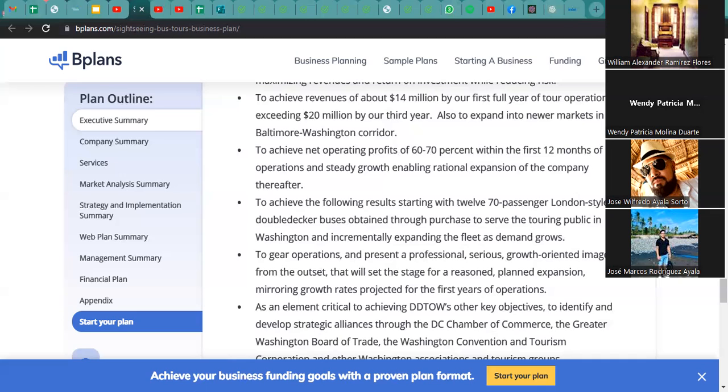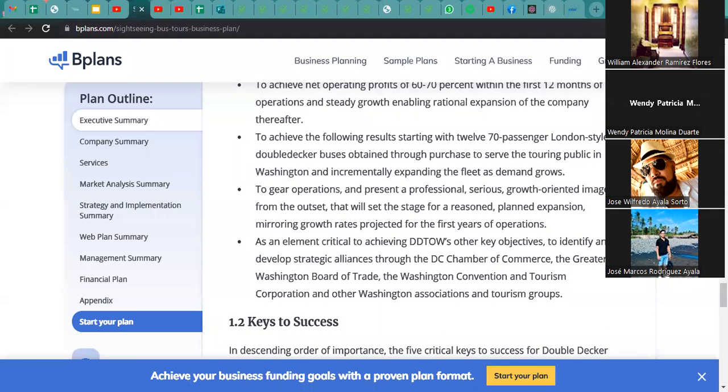To achieve net operating profits of 50-70% within the first 12 months of tour operation and steady growth, enabling rational expansion of the company thereafter. To achieve the following results, starting with 12, 70 passenger London style double-decker buses obtained through purchase to serve the touring public in Washington and incrementally expanding the fleet as demand grows.